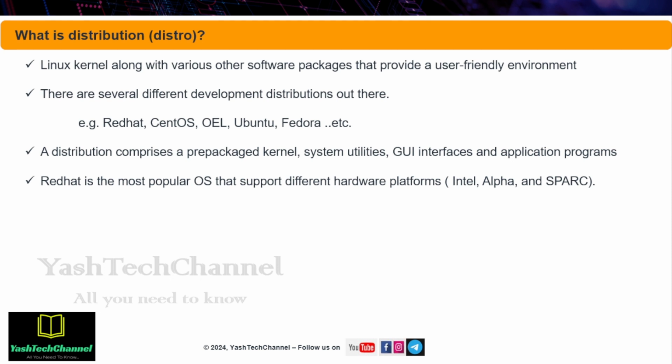So then, because of Red Hat's nature, it supports different hardware platforms, like Intel, Alpha, and Spark. So these are all like processor families or hardware families where you can install. It doesn't mean that you cannot install CentOS on Intel. Yes, you can install, but it's not supported on Spark. OEL supports Intel, but not Spark.